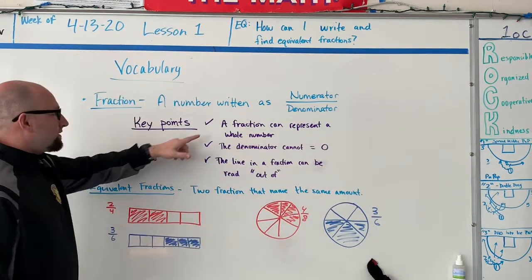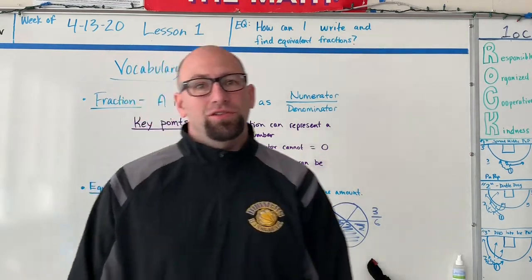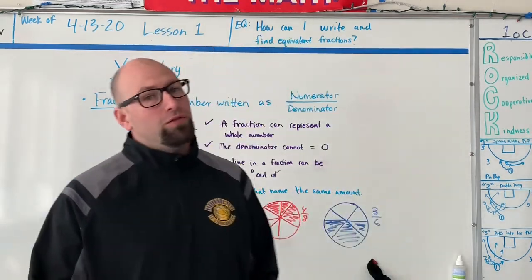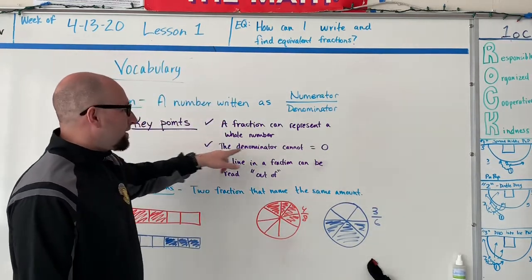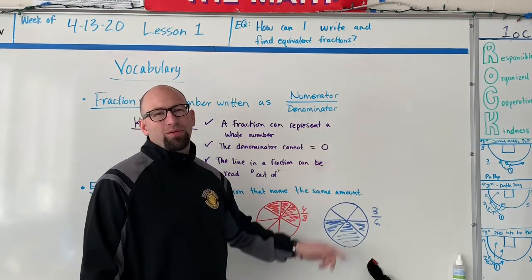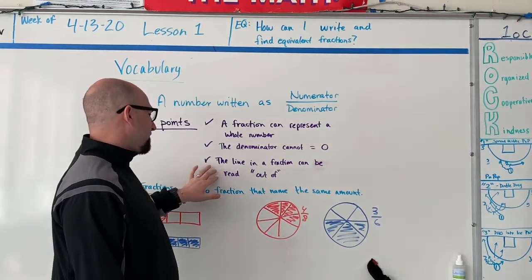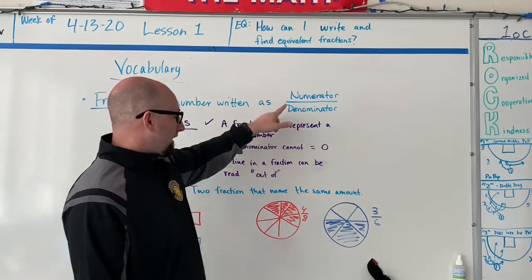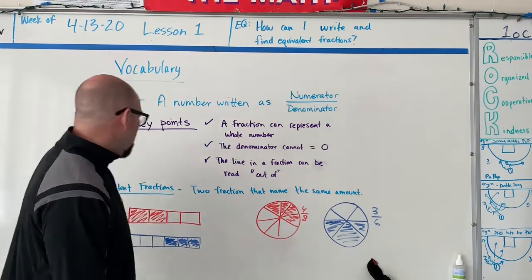Okay, key points: a fraction can represent a whole number. Like 6 over 2 equals 3, or 8 over 2 is 4. The denominator cannot be 0. You can't divide a number by 0 because that's not going to work. The line in a fraction can be read as "out of." So this could be like 3 out of 4 or 5 out of 6, something like that.